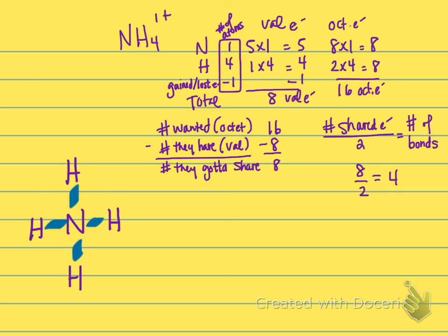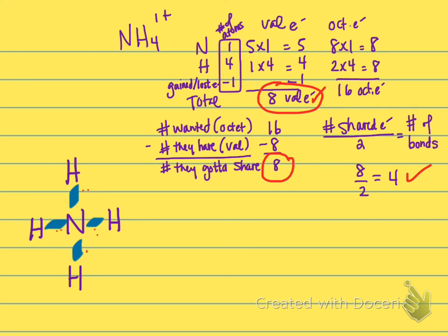Let's do all our little checks. How many valence electrons are we showing? 2, 4, 6, 8. Hey, that's what we said we needed. How many bonds are we showing? 1, 2, 3, 4. Hey, that's what we said we needed. Now, what about unshared electrons? Well, remember, the number that they have to share is 8, and they only have 8 valence electrons. There are no unshared electrons. And that makes sense, because hydrogen can't have any unshared electrons, and nitrogen's kind of got its hands full.